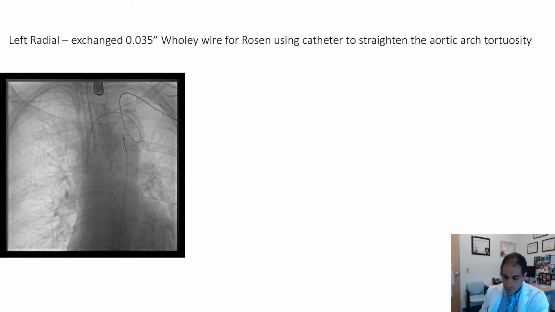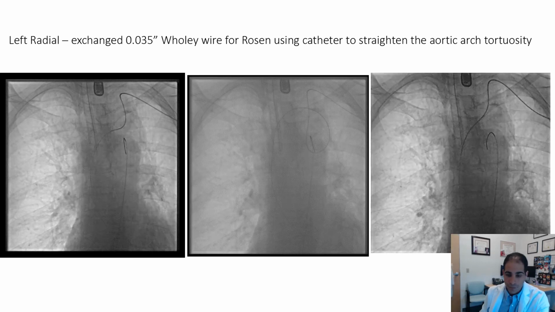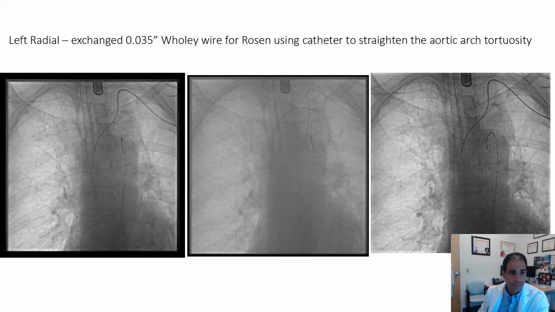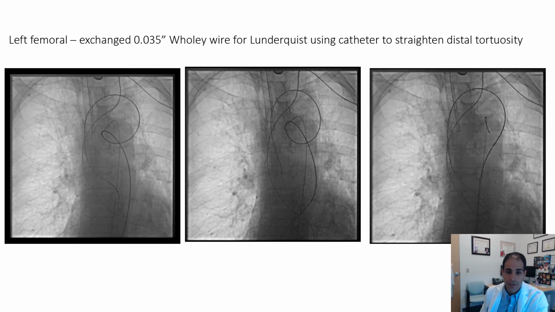This live fluoro image demonstrates us wiring via the left radial access with a Whooley wire, and then exchanging it over a catheter for a Rosen wire. Notice how the Rosen wire really straightens out one segment of tortuosity in the aorta. We then used a second Whooley wire via the left femoral artery and navigated through another segment of tortuosity. We exchanged that wire for a Lunderquist wire with an exchange catheter, and notice again how this second wire really straightens out a second segment of the aorta.